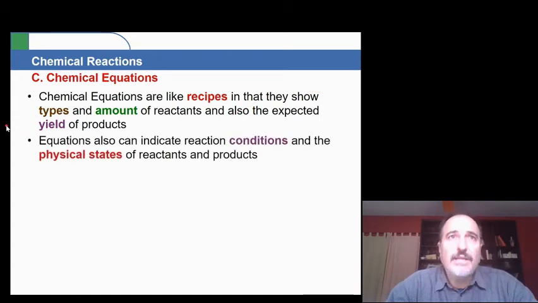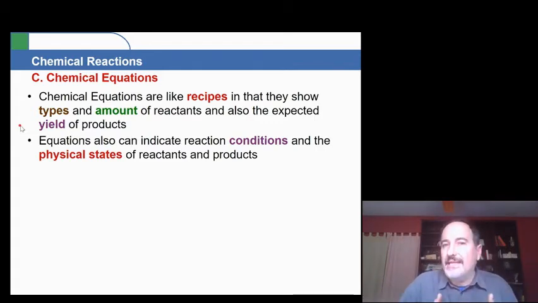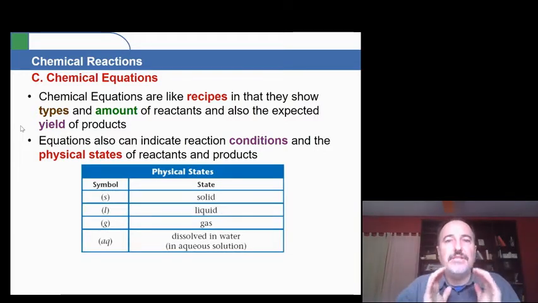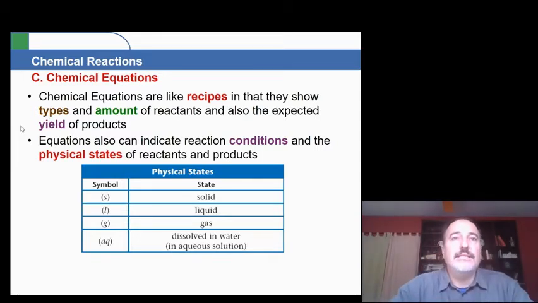So equations can also indicate the reaction conditions and the physical states of the reactants and products. Some reactions do not occur unless you also add heat. Some reactions need certain conditions to be met. You will often see, for example, the physical states. These often come at the end of each substance, like a subscript in parentheses. An S for solid, L for liquid, G for gaseous form.